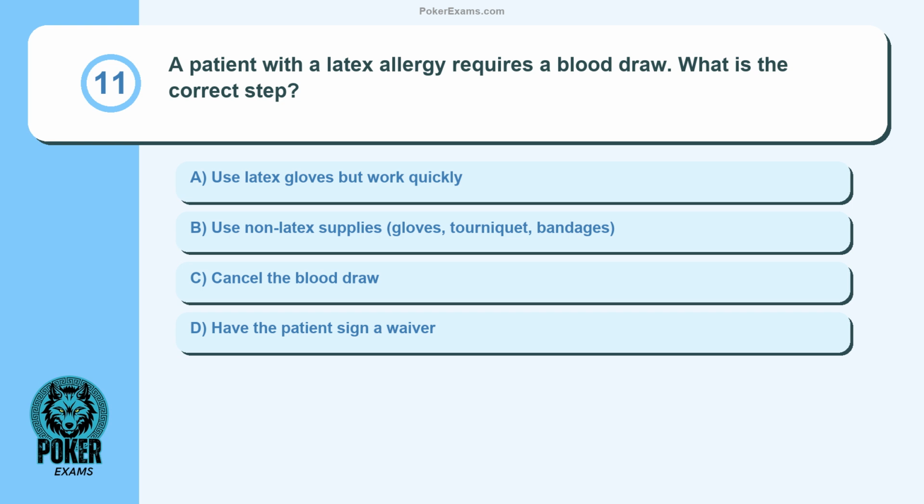Question 11. A patient with a latex allergy requires a blood draw. What is the correct step? Use latex gloves but work quickly. Use non-latex supplies: gloves, tourniquet, bandages. Cancel the blood draw. Have the patient sign a waiver.